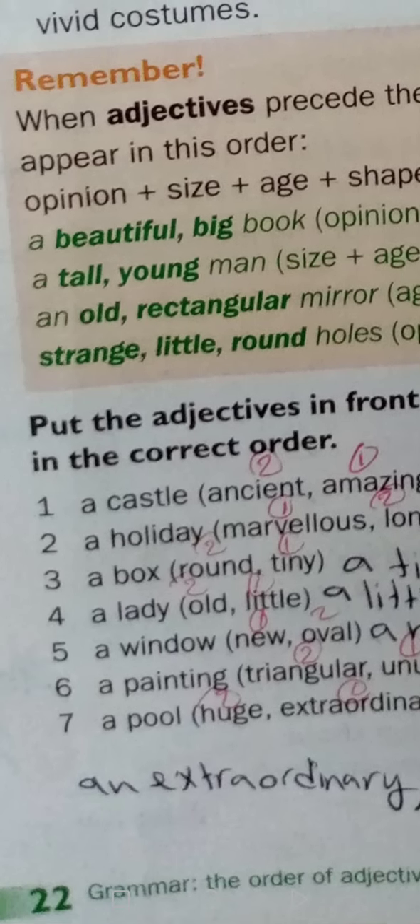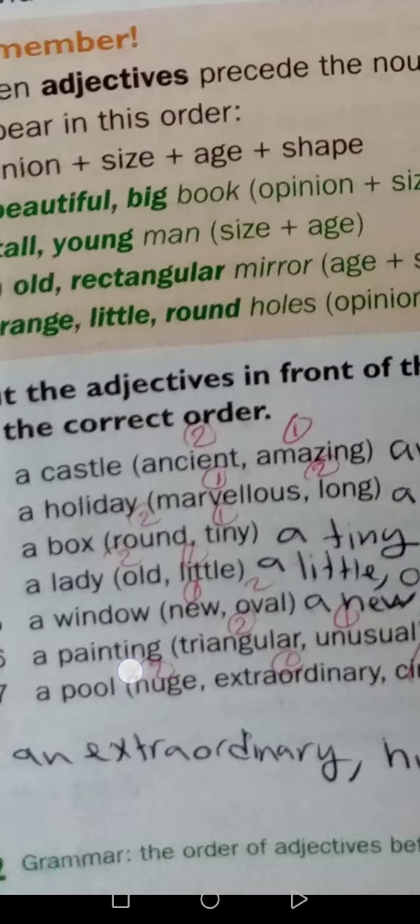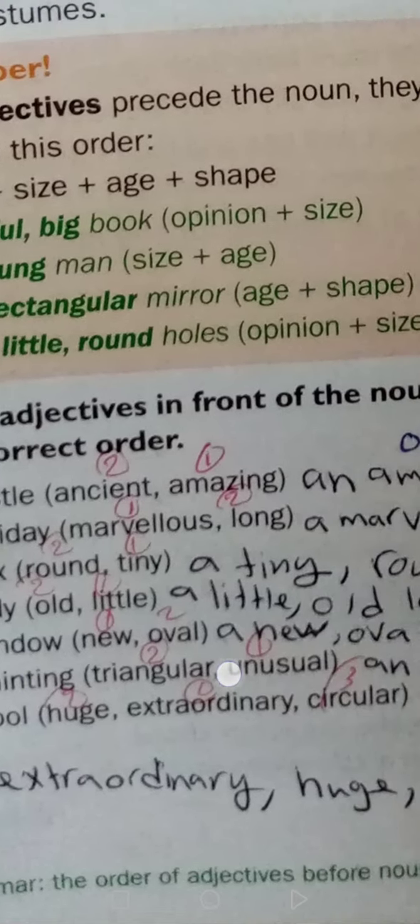Here we have old and little. Old is age and little is size. opsasha السايز بيجي قبل الage, so it is a little old lady.